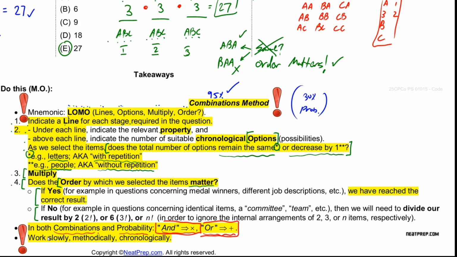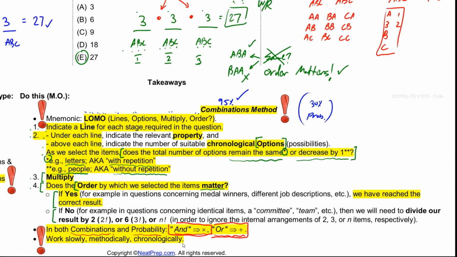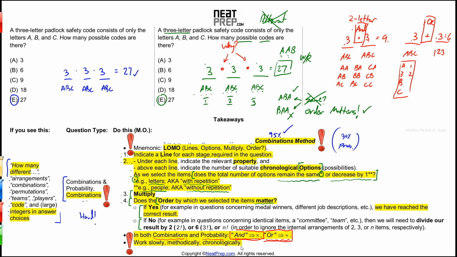Finally, as you may have noticed, combinations and probability questions can sometimes be slightly tricky, so it is important that we work slowly, methodically, and chronologically. Before moving on to the other questions, ensure that you've memorized the combinations method using the mnemonic LOMO: lines, options, multiply, order. Feel free to rewatch the video.